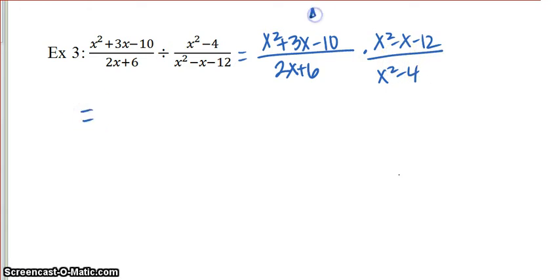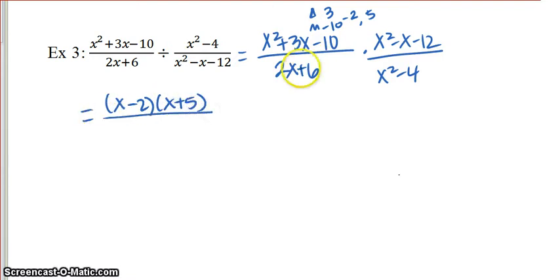I know that it's an add-multiply, so it needs to add to 3 and multiply to negative 10, which will be 2 and 5. It's going to be a negative 2. So therefore the top is going to be x minus 2, x plus 5, divided by, and then I'm going to factor out the GCF of the bottom. They have a GCF of 2, so I factor out the 2, and I'm left with x plus 3.